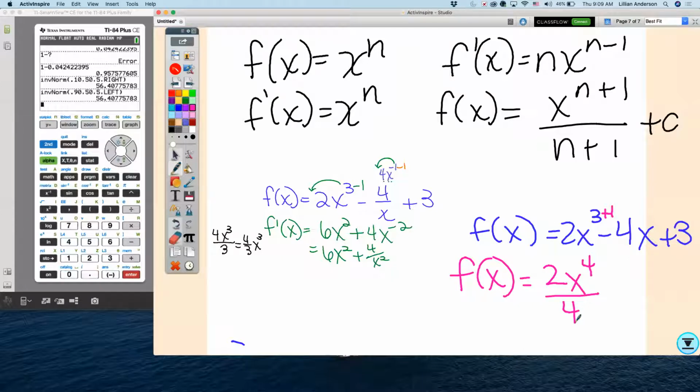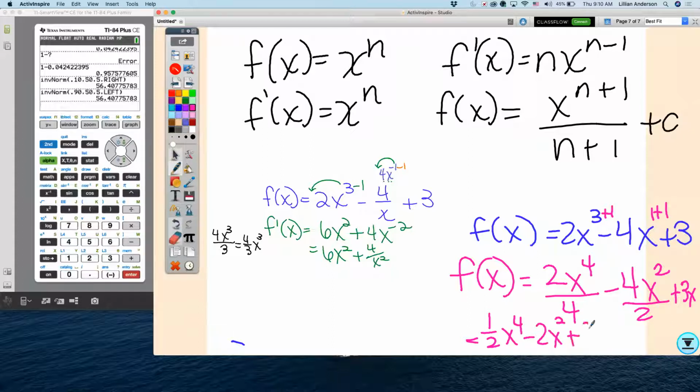Yes, definitely. I was going to do that after I did all the integrations. Then you would have here, you add 1, so that becomes x squared. So then I divide by 2, and then what does 3 become when you take the antiderivative? 3x. You just add an x to any constant. So then not our final answer, but the antiderivative of it would be 1/2 x to the 4th minus 2x squared plus 3x. And with integration, you have to remember the plus c.